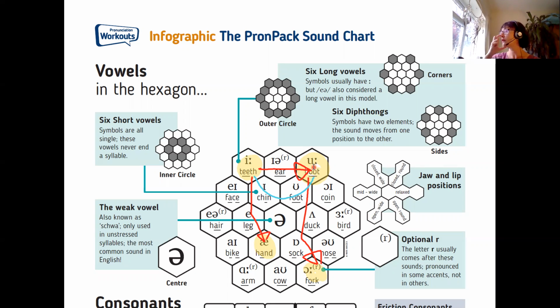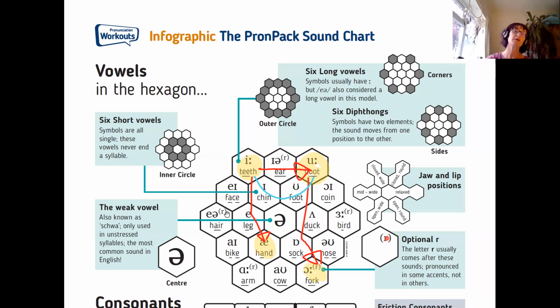And the final one to show you is from oo to o to o. Look again. Oo, o, o. Again, corners of my mouth stay the same. Oo, o, o. But my jaw drops.